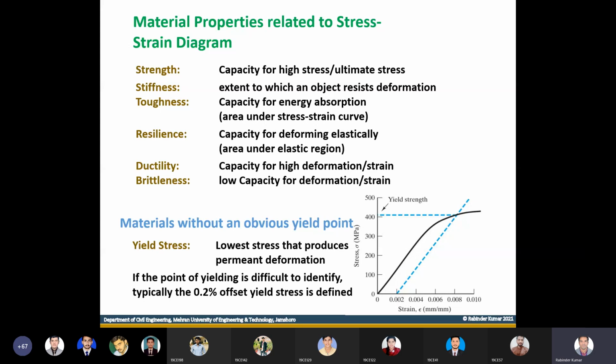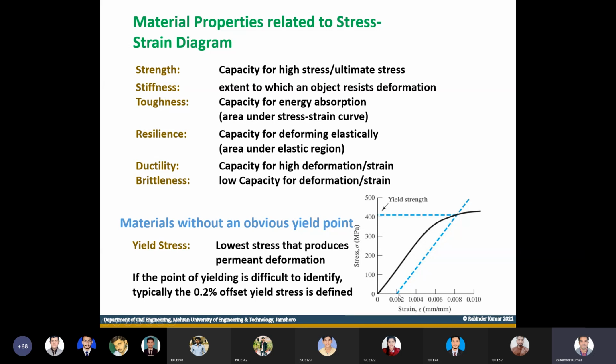So for such a case, if you want to find the yield point, because we want to find out after which point the material starts yielding, or the material starts to undergo permanent deformation. For such cases we use the 0.2% offset method. In the 0.2% offset method, 0.2% is strain.